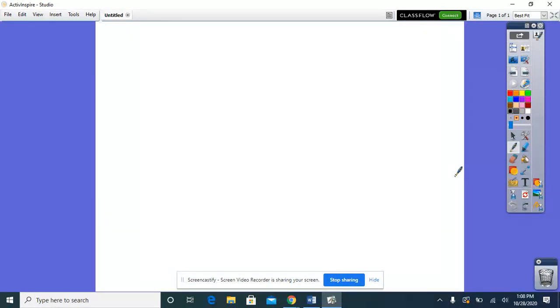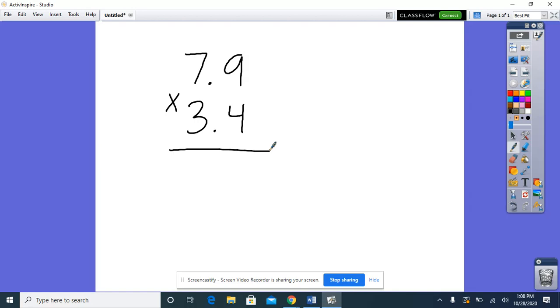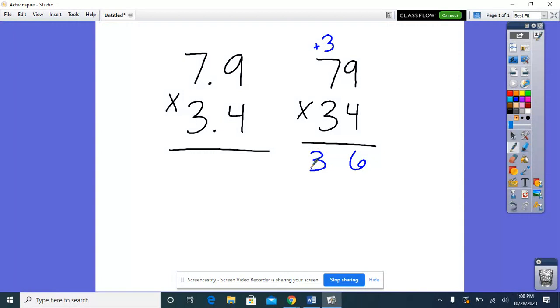Anyways, so if we have 7.9 times 3.4. Okay, so my first step is to take the decimal out. So I'm going to rewrite it over here. So I'm going to do 79 times 34. So we're going to do this just like normal. 4 times 9, 9, 18, 27, 36. My 6 goes here. My 3 goes here. 4 times 7, 7, 14, 21, 28. Plus 3 would be 31. I don't have anywhere else to carry, so my 31 all goes there.